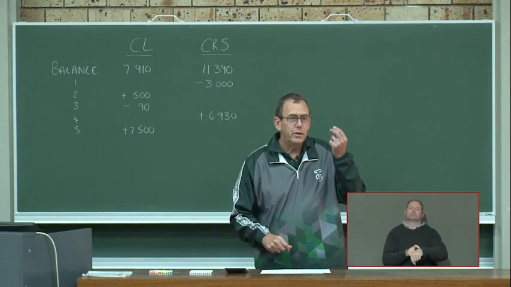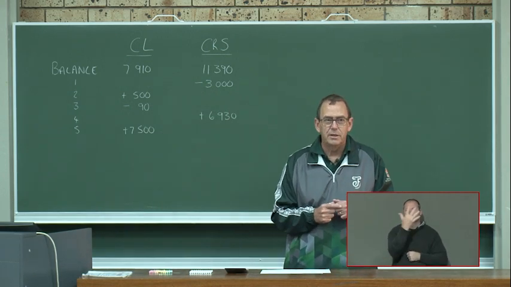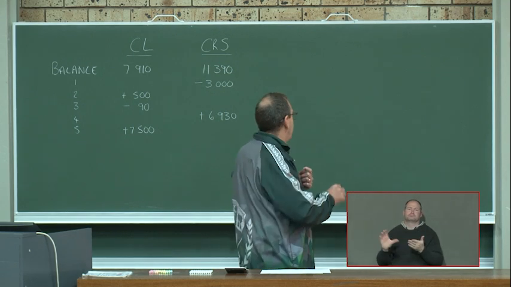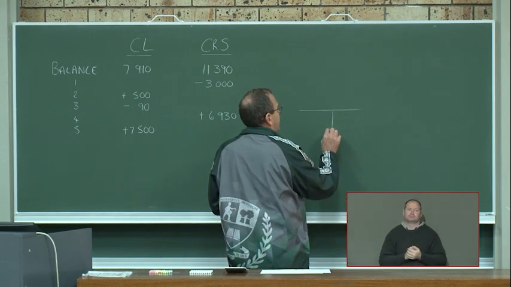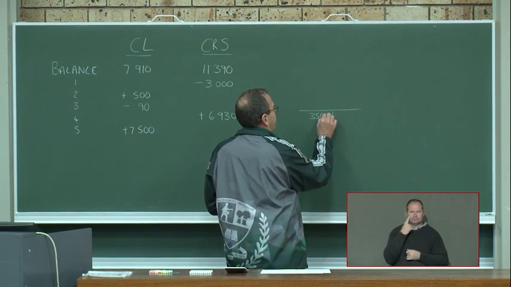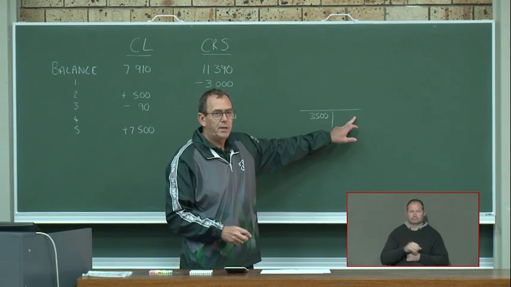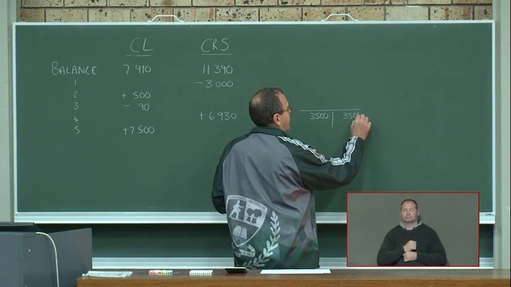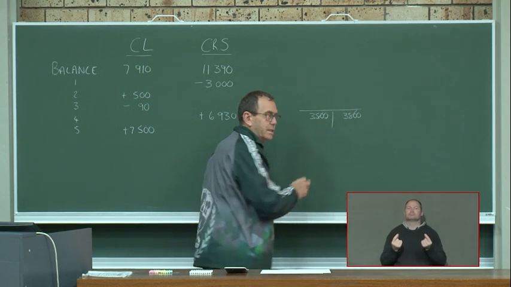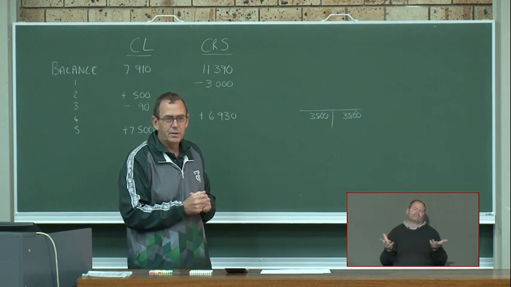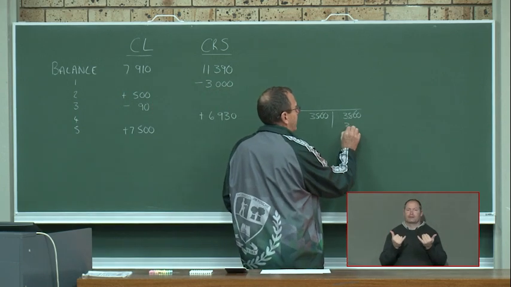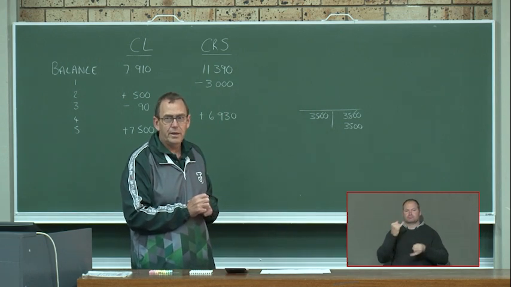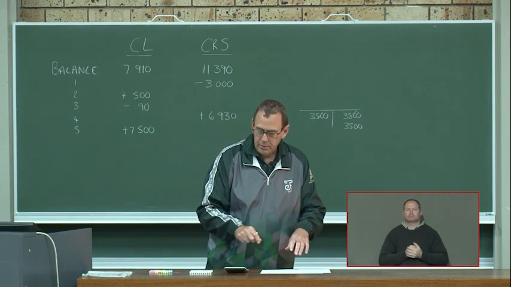Because if you only do the 3,500, what happens? You only cancel the entry. Am I right? If you write 3,500 here, and it's supposed to be there, if I write it on the credit side, 3,500, what do I do now? I just cancel the entry. So I must make another entry to correct the error.